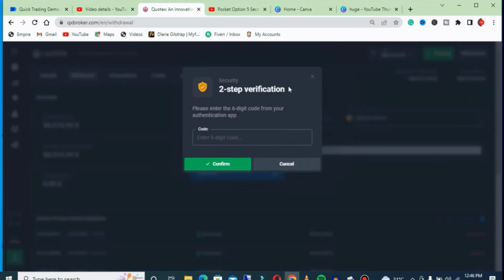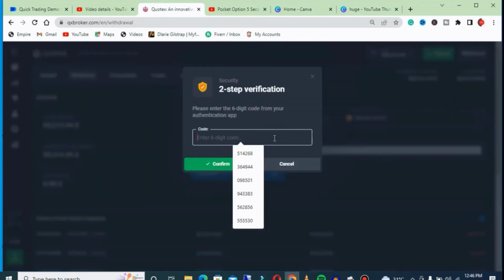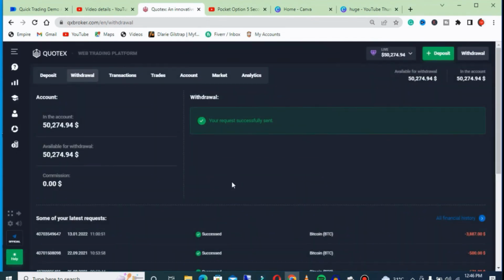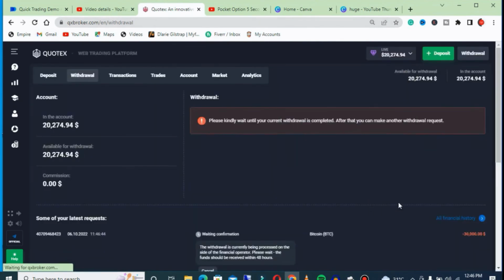So okay, it has been sent. I need to confirm this with my authenticator. Let me put this in here real quick. Okay, I think 2 7 3 2 3 4. Right, so this is my first withdrawal. As you can see, it has been sent. So if I refresh this right now, you're going to see I have 20,000 left.